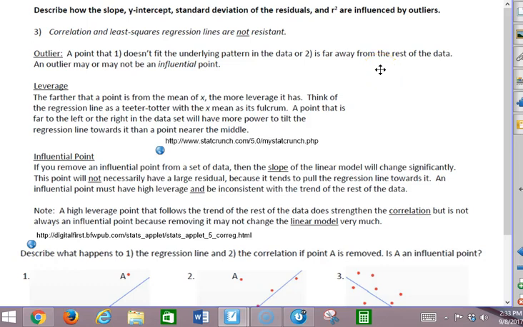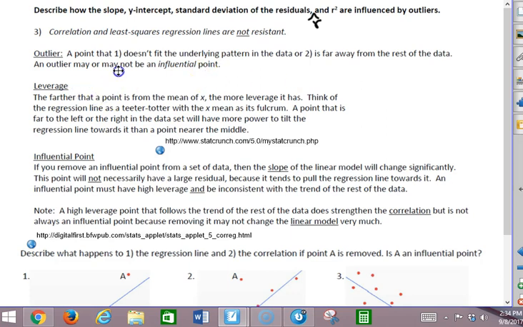Regression wisdom number 2 has to do with how the slope, y-intercept, standard deviation of the residuals, r (which I forgot to write here), and r squared are influenced by outliers. Correlation and the least squares regression line are not resistant to outliers. However, we have to distinguish between outliers that are influential points and outliers that are not influential points, and that has to do with something called leverage.